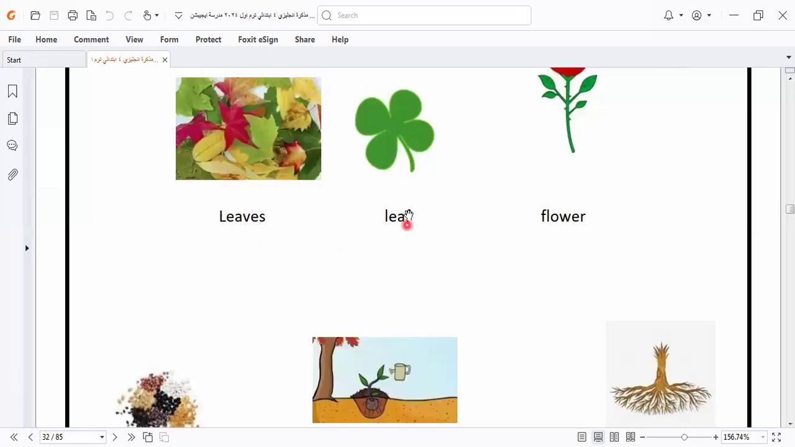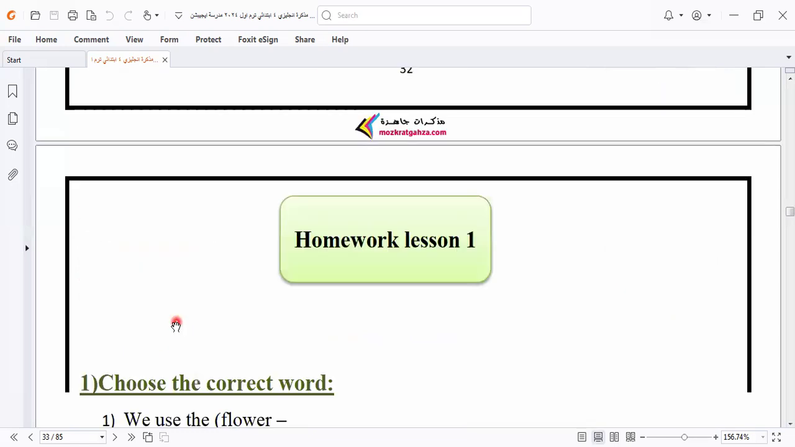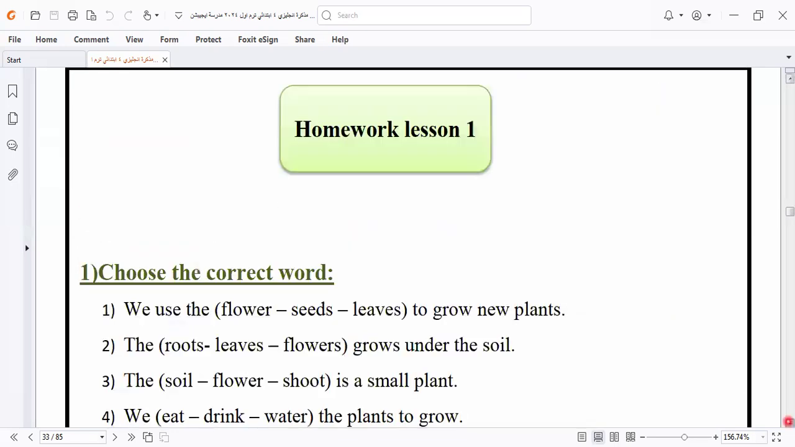Here we have leaf. We omit the F and add VES, like this. Flower, seeds, soil, roots, and shoot. Let's answer the questions below.